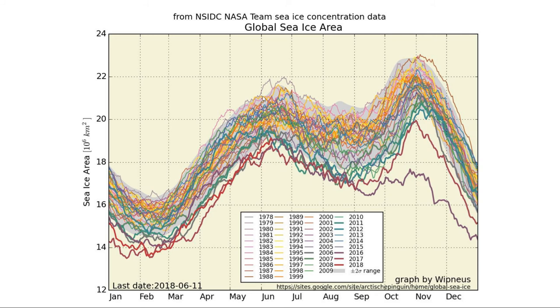This graph is showing how much of the world is covered in sea ice. Year by year, there's of course melting and freezing, melting and freezing, except for recently, where there hasn't been so much freezing.